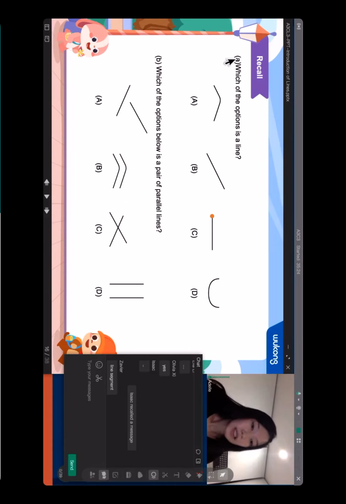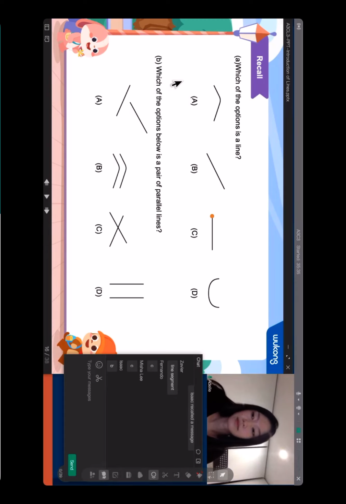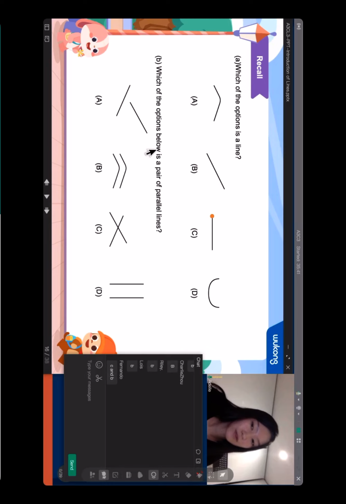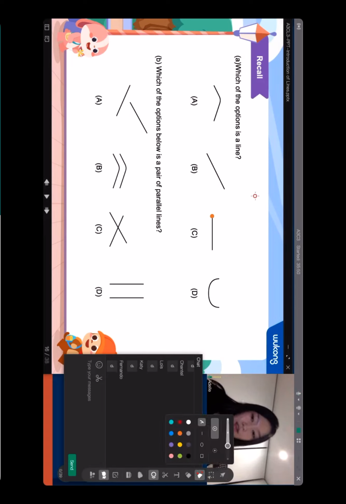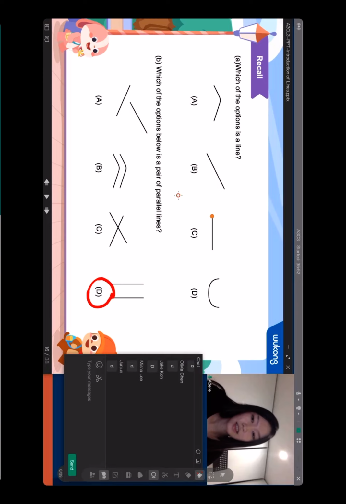So let's give it a try. Which of the following in question A is a line? Yeah, so B, that's correct. And which of the following in question B is a pair of parallel lines? Yes, so we have D. Okay, good job.